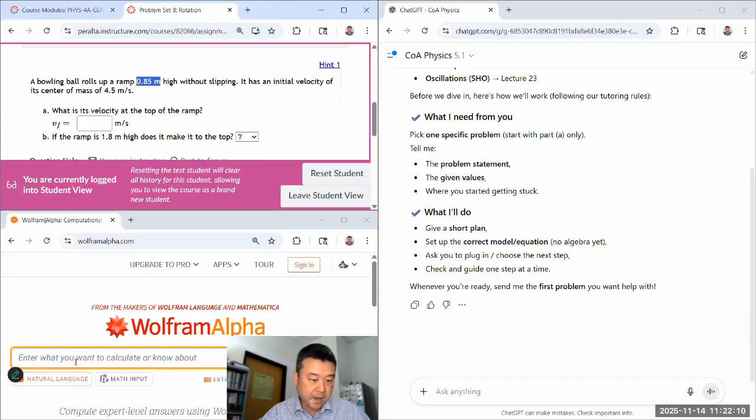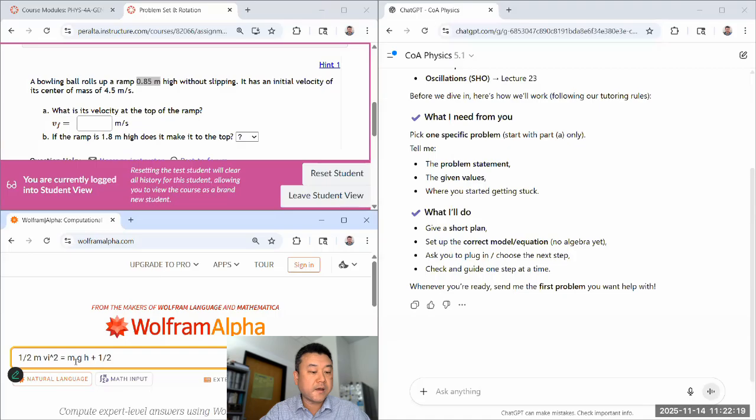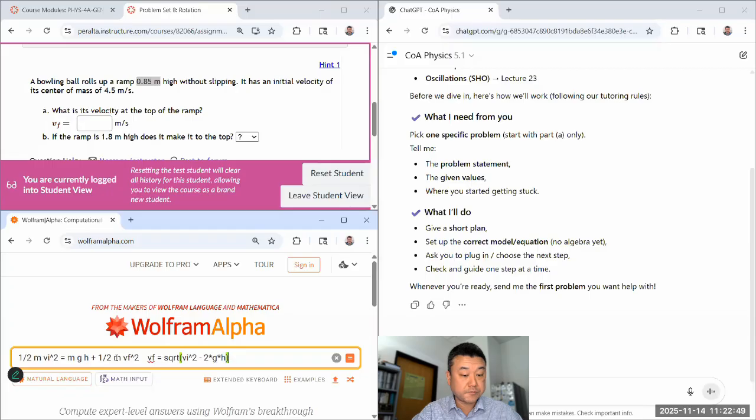So the expression will look something like 1/2 m v initial squared equals mgh plus 1/2 m v final squared, and I solve this for v final. V final is equal to the square root of... I subtract mgh from 1/2 mv squared, the m's cancel out, multiply through by 2, so I have v initial squared minus 2 times g times h.